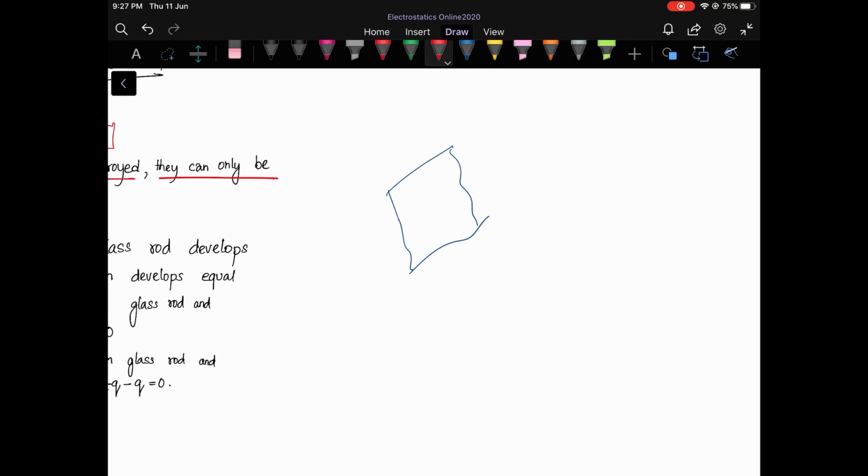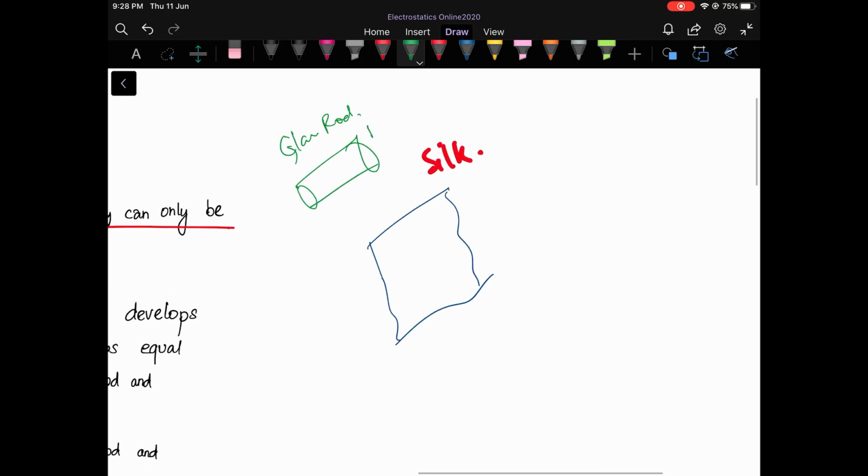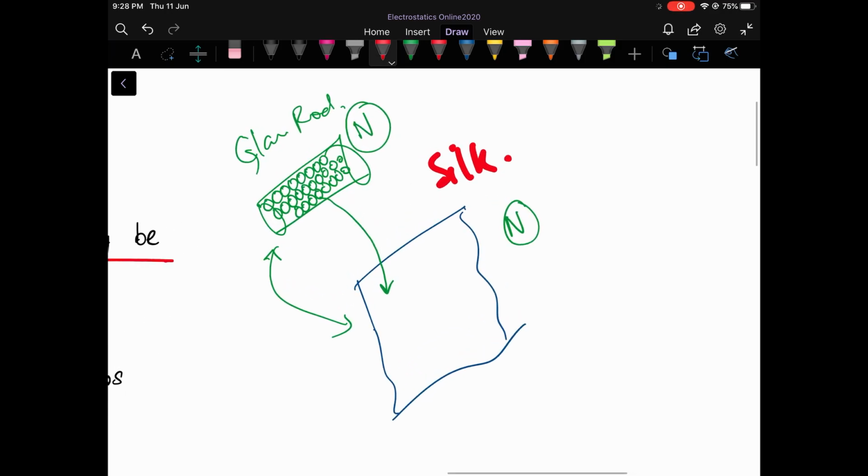If you remember, we have this silk cloth and we have our glass rod. Let's say the glass rod is neutral and the silk cloth is neutral. You understand that it means they have an equal number of electrons and protons. Now, the atoms in the glass rod are very rigid. It's very difficult to displace them. When we rub this glass rod with the silk cloth, the atoms cannot go from glass rod to silk cloth. But you will notice that the electrons can be transferred from the glass rod to the silk cloth.